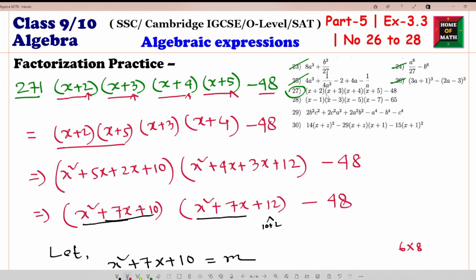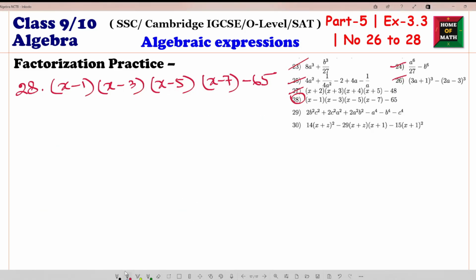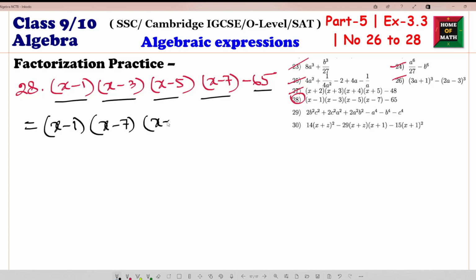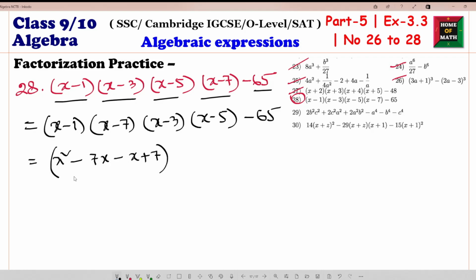So number 27 done, and our plan is to complete number 28 also. Let's start. If you understand number 27, you can easily solve this 28. So this one, x minus 1, x minus 3, x minus 5, x minus 7, minus 65. So first x minus 1 times x minus 7, then x minus 3 times x minus 5, minus 65. So once we multiply, here is x square minus 7x minus x plus 7, right? And here is x square minus 5x minus 3x, and then plus 15 minus 65.